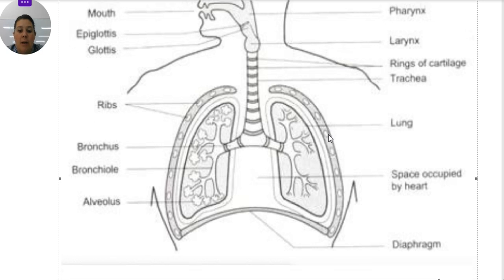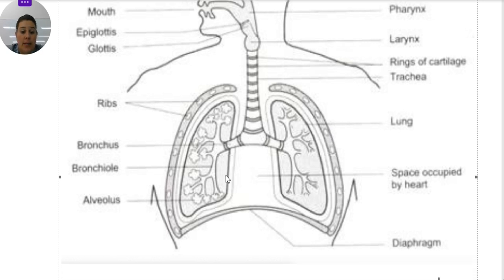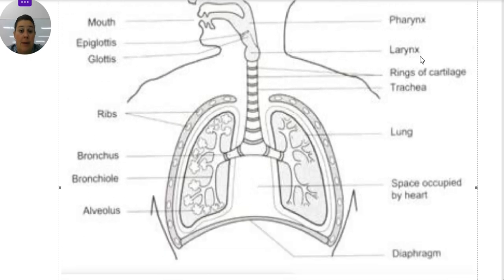And then obviously at the end of your bronchioles is your lungs. Remember, we just said that each lung is made up of millions of alveoli or alveolus. You need to know this diagram. You need to be able to label it. And right at the bottom, you've got the diaphragm. The diaphragm is a very important muscle that helps you breathe in and out. No diaphragm, no breathing.